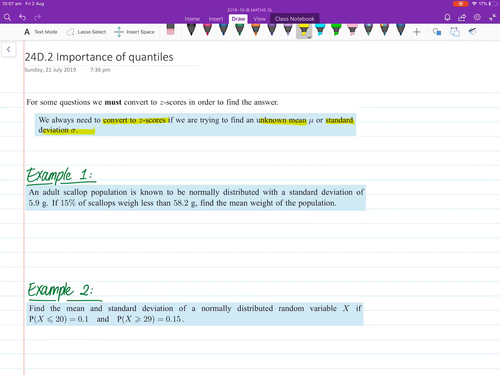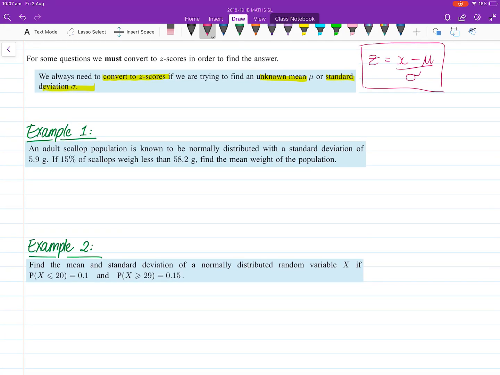So what we're going to do is use this formula from a few lessons ago. Remember, the z-score is equal to whatever the score is minus the mean divided by the standard deviation. Okay, so we need to use that one. That's going to come in handy. So let's look at example 1.